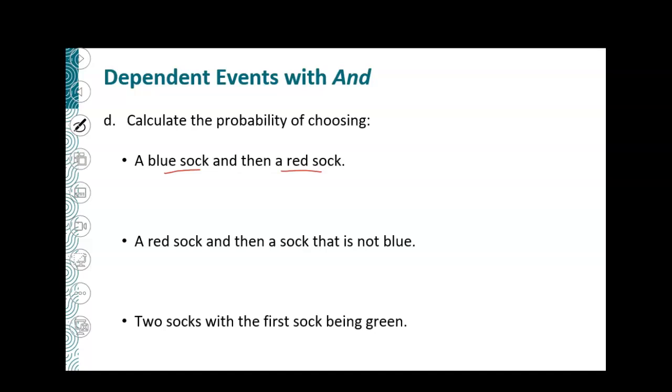So, the first event is choosing what color? Blue. How many blue is there? 1 out of 6. Okay? Event two is choosing what? Red. How many red socks are there? 2. But, what did we do with the first one? 5. Good job. Okay? And because of the fundamental counting principle, what do I do with these two events? Multiply. Good job.